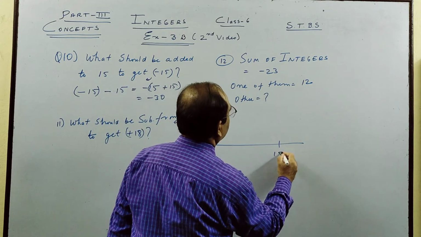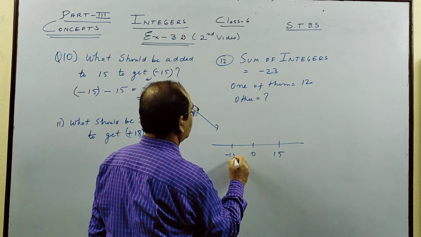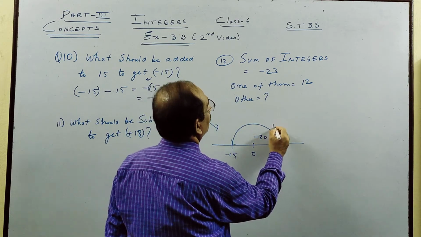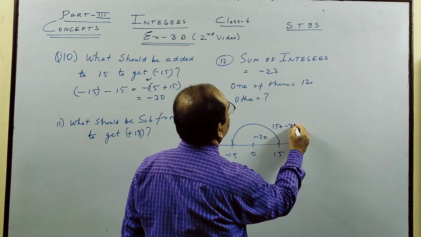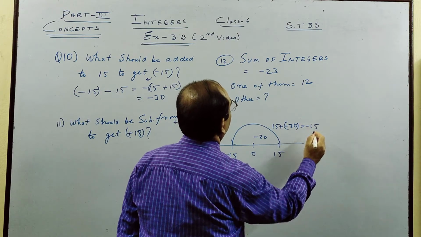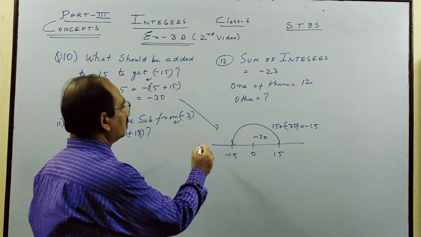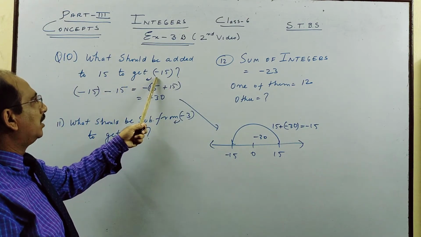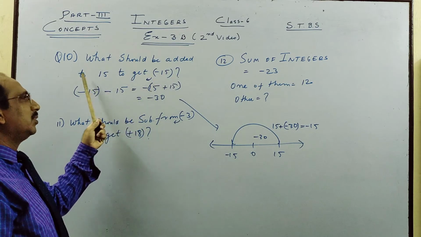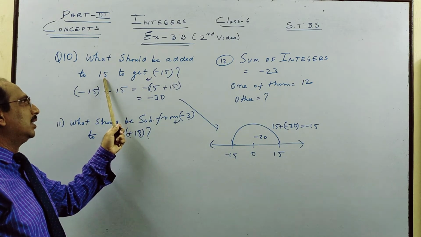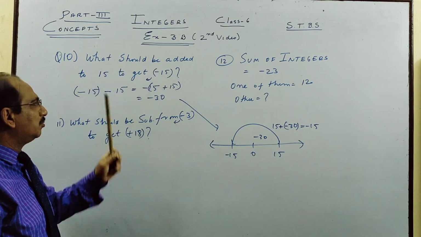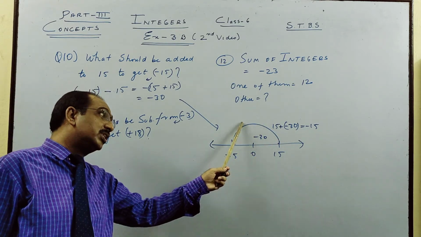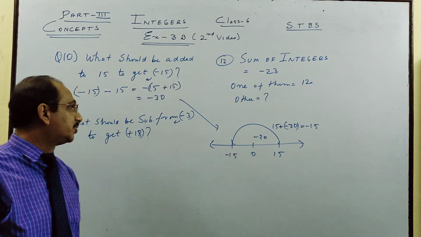So 15 is here. This is 0, minus 15. If you add minus 30, so to 15 you add minus 30, you will come to minus 15. So this is the concept. What should be added to 15 to get minus 15? So subtract this minus this. As I told you, what should be added to 3 to get 10? 10 minus 3 we get, and this is a number line. We add minus 30, which means we come back to minus 15.